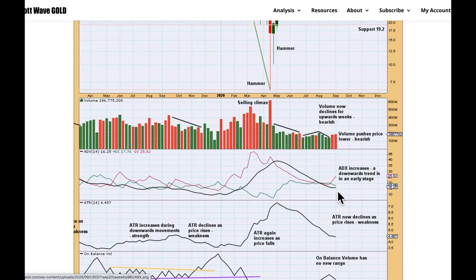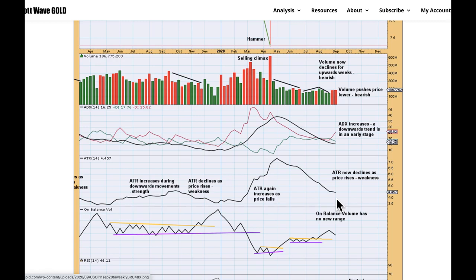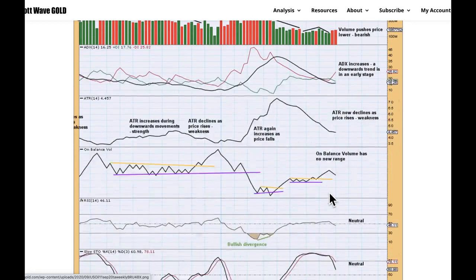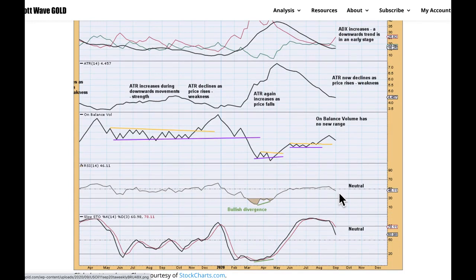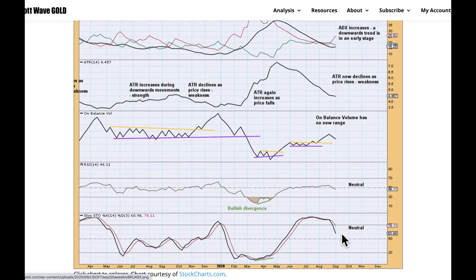ADX is increasing, telling us there is a downward trend in an early stage. ATR declining as price rises. There was weakness in upward movement. That's pretty normal for this market. On balance, volume has no new range and isn't giving us a signal at the weekly chart level this week. RSI is almost perfectly in neutral territory. It is perfectly in neutral territory, very close to the centre line. There's plenty of room for price to rise or fall. And stochastics only just coming down from overbought. Plenty of room for this pullback to continue. It's in its early stages.